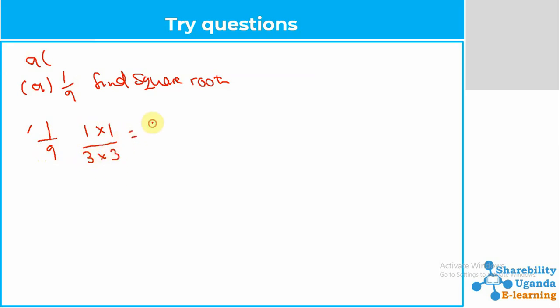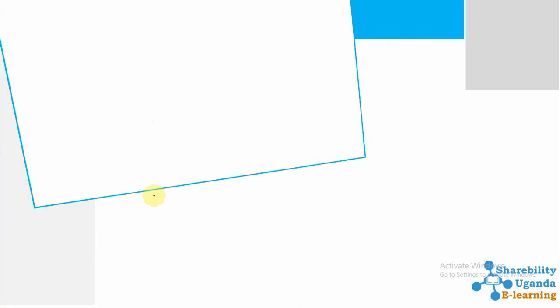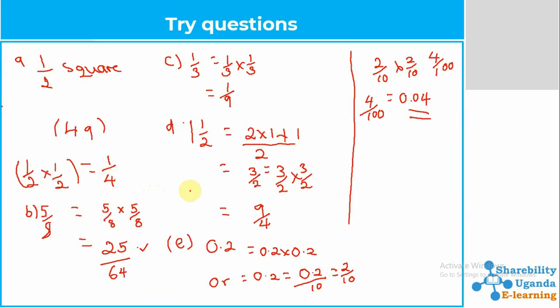So this simply means 1 out of 3 is going to be equal to our square root. So we can say the square root of 1 out of 9 is equal to 1 out of 3. When we multiply 1 out of 3 by itself, we shall still get 1 out of 9. Okay, so let's also look at another number which has been given.